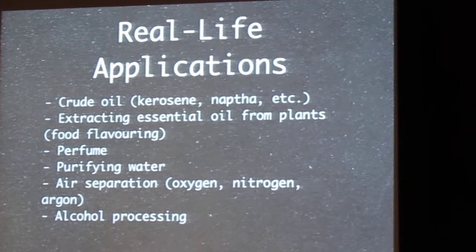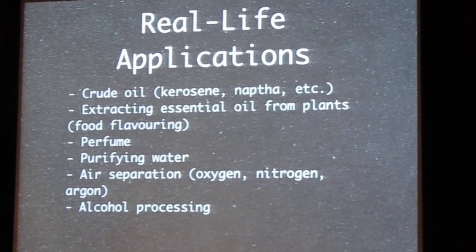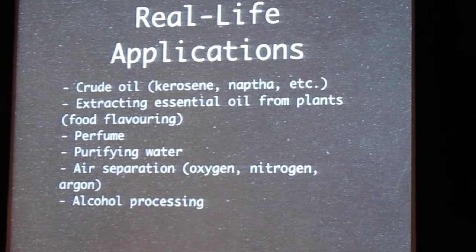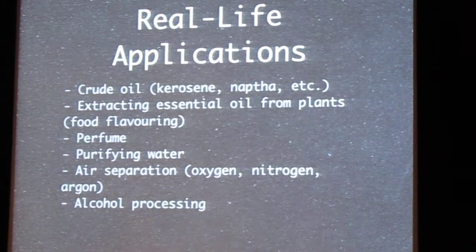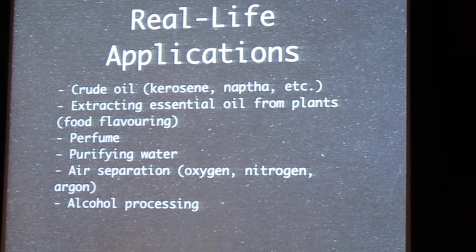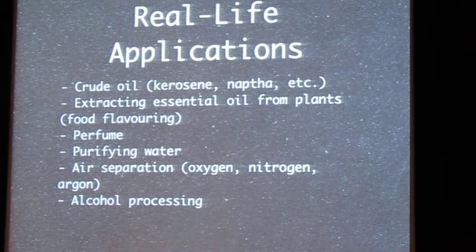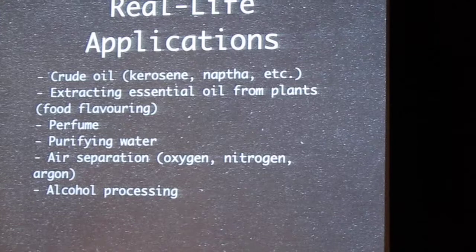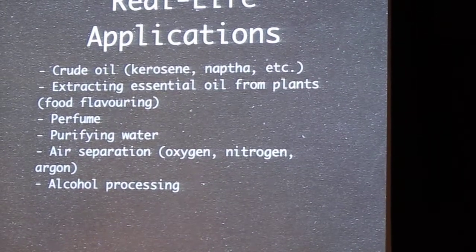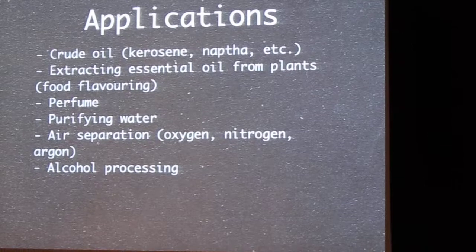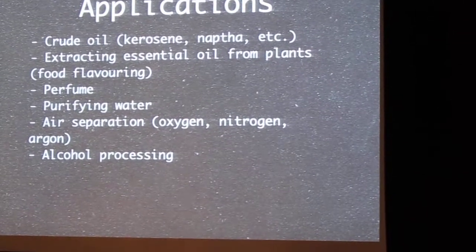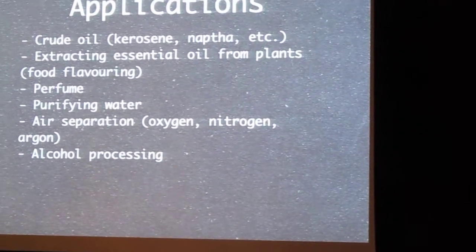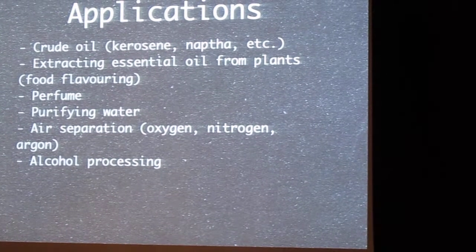Here are some real-life applications, and these are the examples. In the brackets are the products being produced from the distillation process. In crude oil, kerosene, naphtha, and many other substances are produced. I'm going to talk about it later on. Extracting essential oil from plants is to produce food colorings such as citric oils as well as other liquid forms. Perfume and purifying water are also some examples of real-life applications.